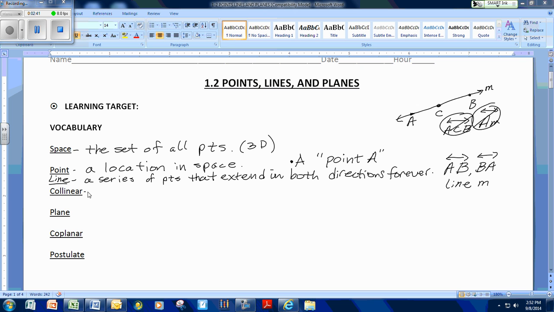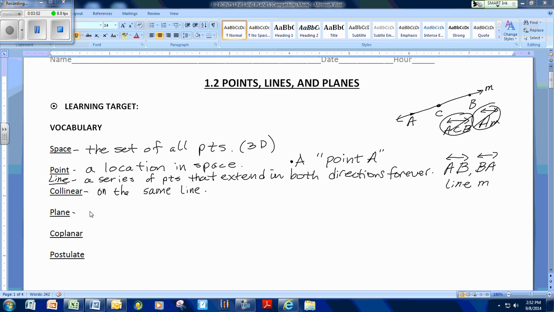The next term we have to discuss is collinear. Collinear means on the same line. So in our example up here, points A, C, and B are collinear because they lie on the same line.